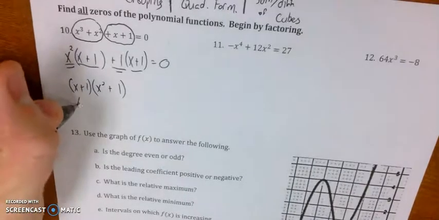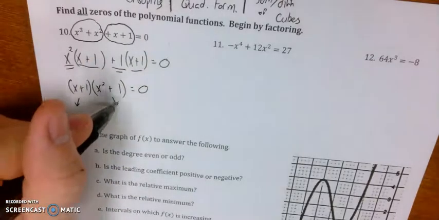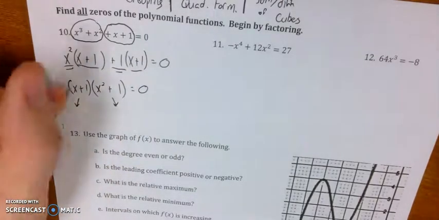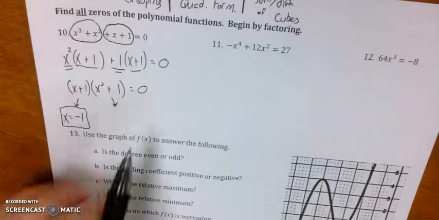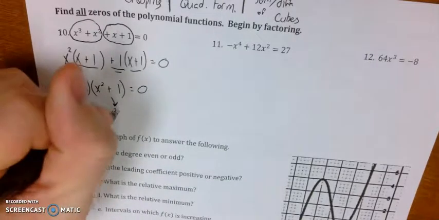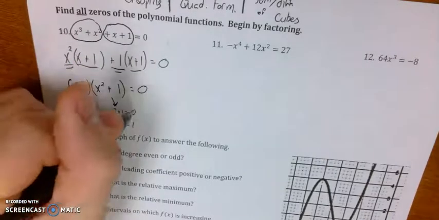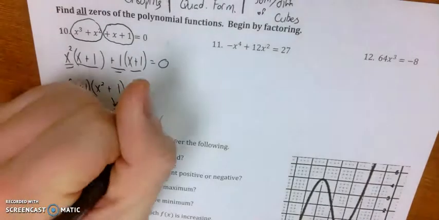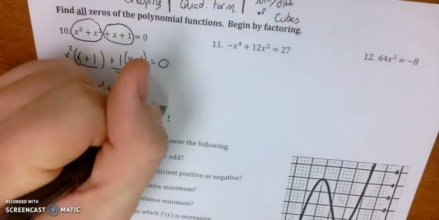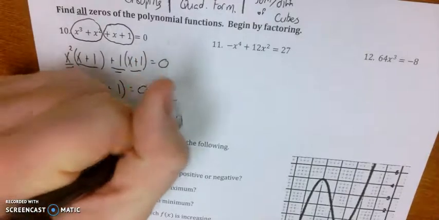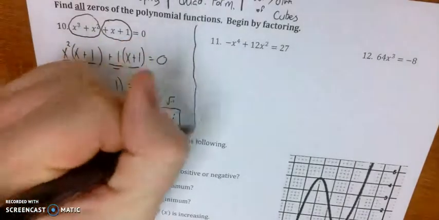So now I need to solve each one of these because this whole thing is set to 0. I have 2 factors. Factors lead to solutions. This one's not going to be too challenging. It's just negative 1. This one might require a little extra work. I've got x squared plus 1 equals 0, so I'll move that 1 to the other side. Square root each side. So I'll get x equals plus or minus, positive or negative. Let's see, the square root of negative 1, well, that's just i. Plus or minus i, positive or negative i.